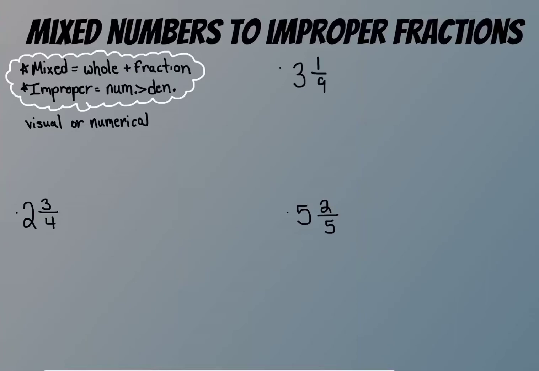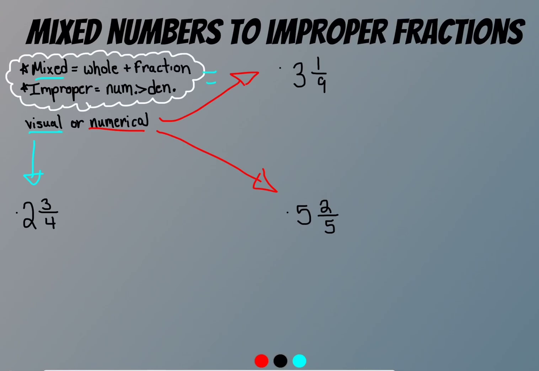Hey everyone, today we're going to talk about changing mixed numbers to improper fractions, and there's actually two ways to do this. You can either do this through the visual method, which I'm going to do right here, or you can do it with the numerical method, and we're going to do it for these two problems. Now we need to know what a mixed number is and an improper fraction is because they both can actually be equal to each other.